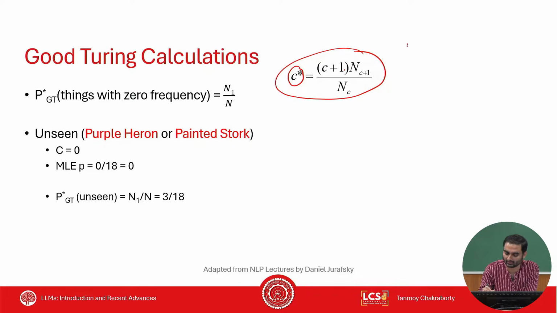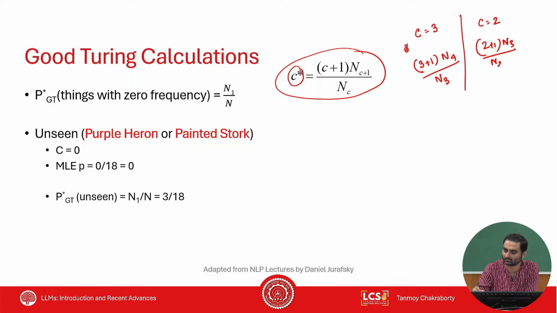So let's say to estimate the case where C equals 3, for example, I will look at 3 plus 1 times N4 by N3. To estimate the case for C equals 2, I look at 2 plus 1 times N3 by N2.